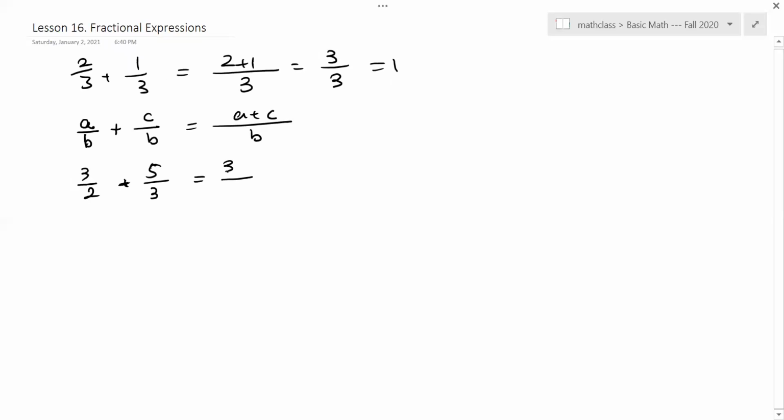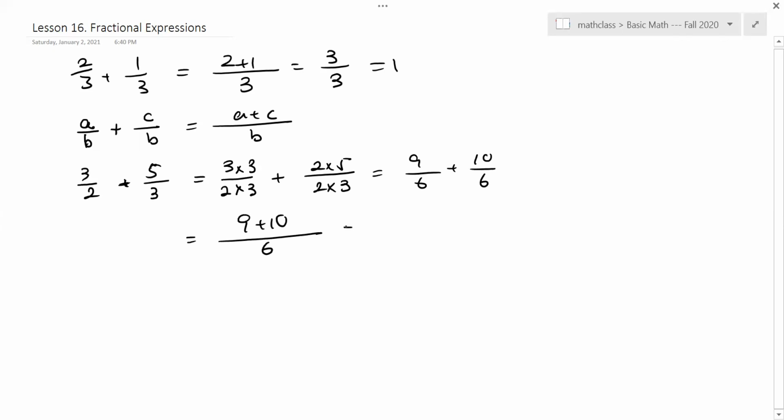Well, the first fraction is missing a factor of 3, so multiply the denominator by 3 and the numerator also by 3. And the second one we have to multiply the denominator by 2, and the numerator also by 2, okay? So therefore, now you have a common denominator. So the common denominator is 6, right? And so this is 9 over 6, here's 10 over 6, right? Then you add them together, it's 9 plus 10, so it'll be 19 over 6. Okay, 19 over 6 is the correct answer.